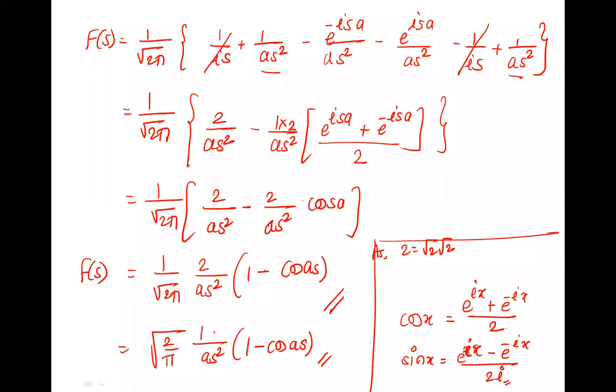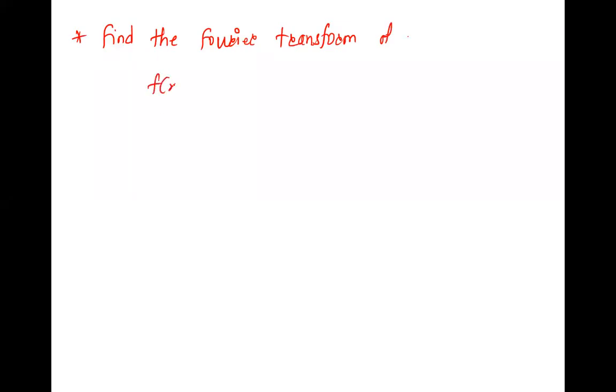No doubts? Chalo, write the next question. Find the Fourier transform of. You all are solving with me now. Fourier transform of f of x is equal to 1 minus mod x if mod x is less than 1, and 0 if mod x is greater than 1.